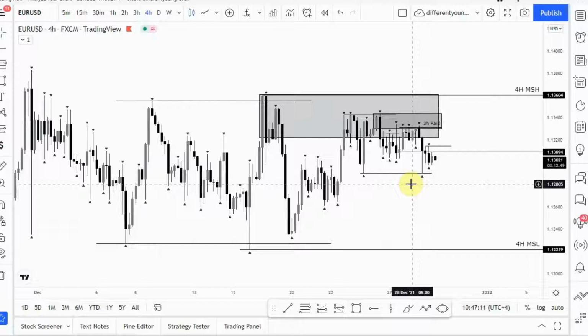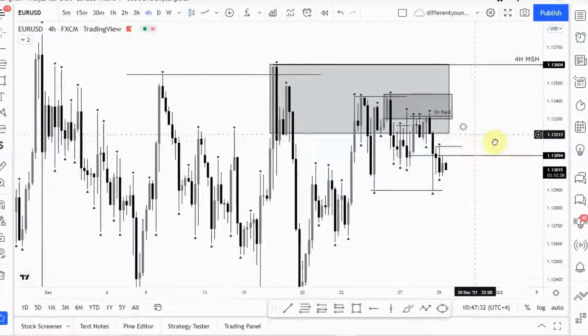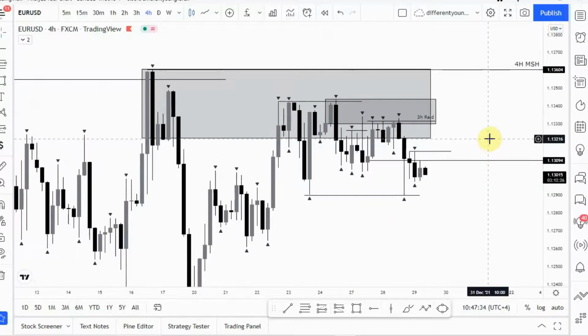Today there is Euro USD. I'm going to go through a trade. Yesterday there was a trade, but I kind of missed it. But I'm going to go through the process and how we can potentially take such trades.